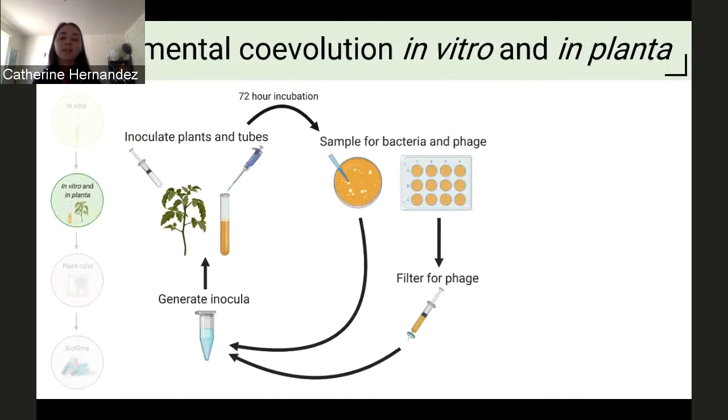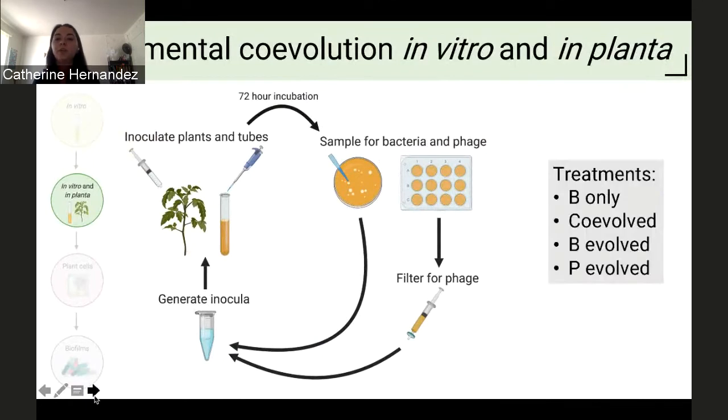So we can either passage the bacteria or the phage by itself, or co-evolve the two of them. And then we would regenerate inocula, inoculate them again, and we did this for 6 transfers, like in the previous experiment. We had a bunch of different treatment combinations, but the most important ones are B only, which is bacteria that was just passaged by itself without phage. And then we co-evolved bacteria and phage, so co-passaged them together. And then we had 2 treatments where we either just passaged the phage or the bacteria.